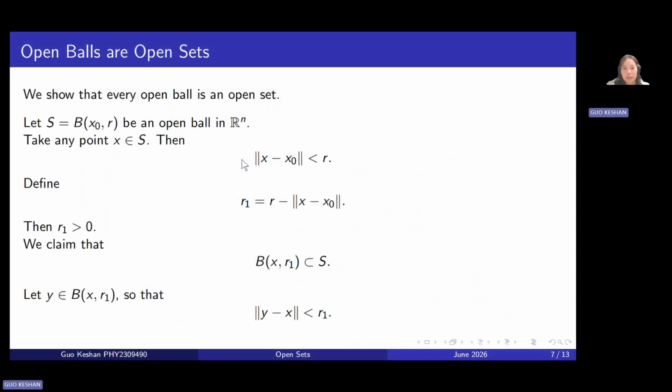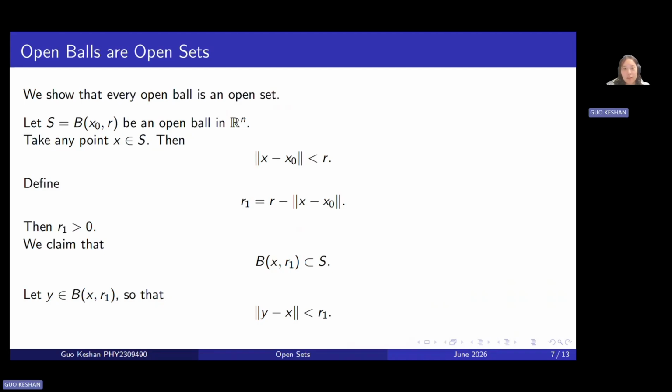So now let's prove that every open ball is an open set. Let S be an open ball centered at x0. We choose an arbitrary point x inside S. Choosing an arbitrary point is a common technique in mathematical proofs, because if we can show the property holds for any point, then it holds for the entire set.